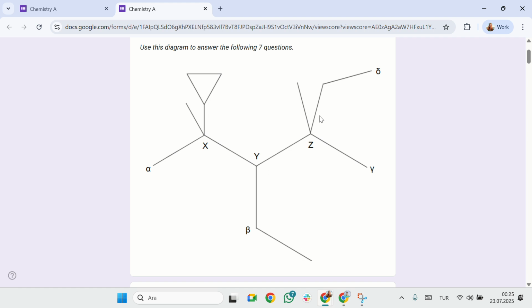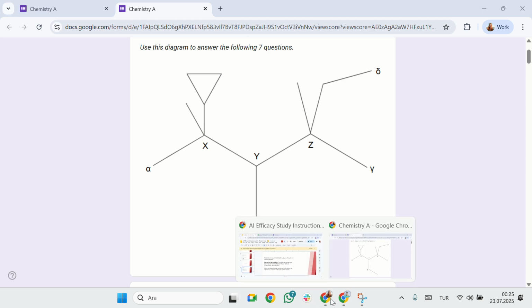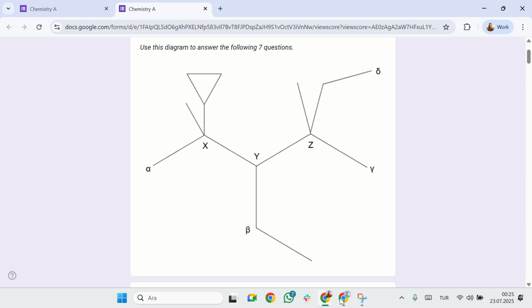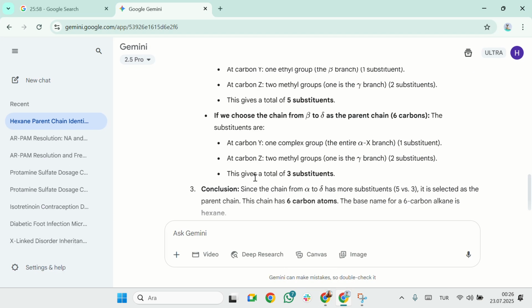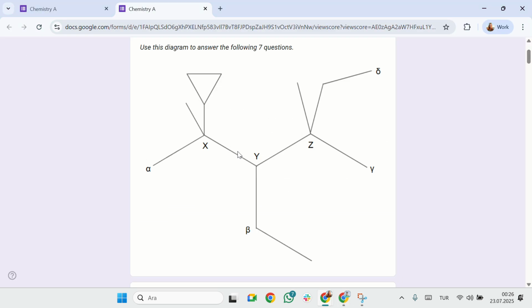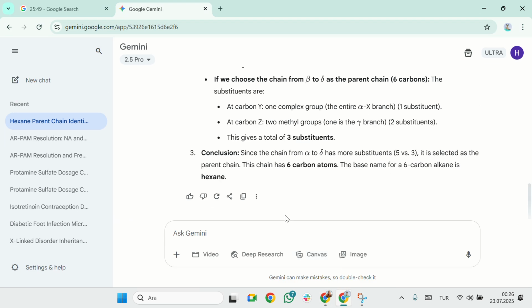Okay, so in here, I'm not sure about this actually. Kind of one complex, the entire alpha x branch. Oh, okay, this is gamma, this is y, okay. So here is 1, and then 1 and 1 in here, and then, okay, there are 3 substituents. So the parent chain should be like this. Oh, I got it actually. Substituents is selected as the parent chain.